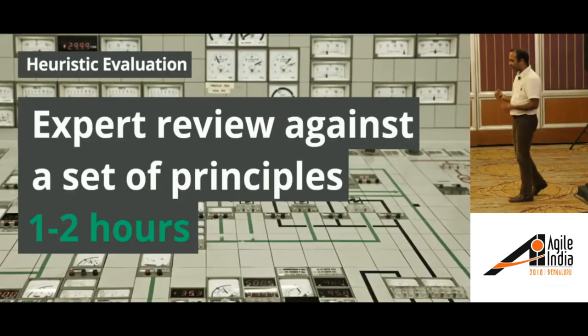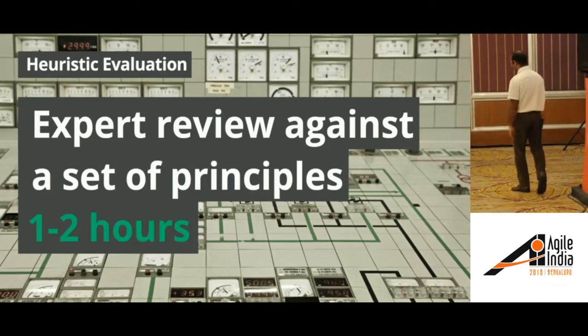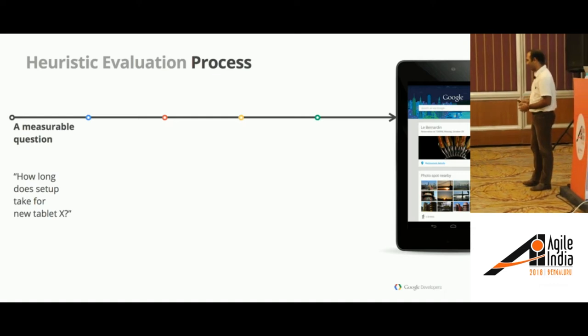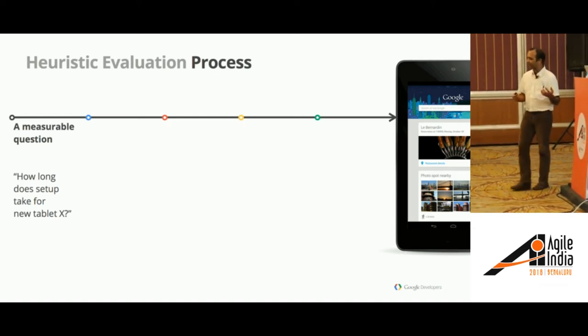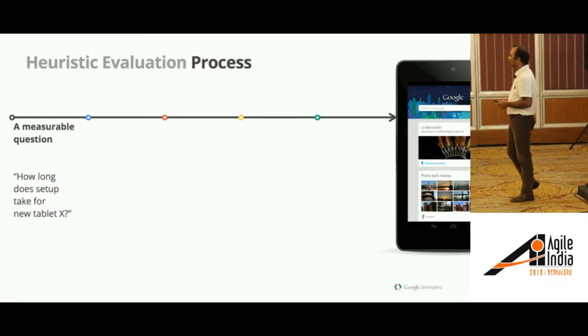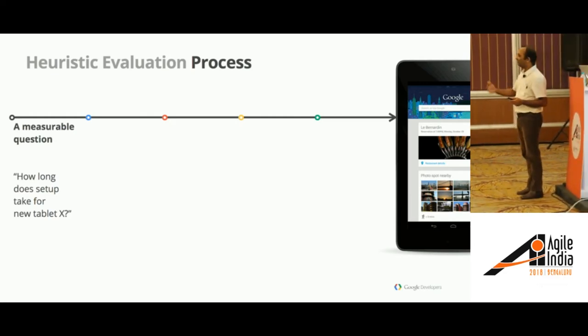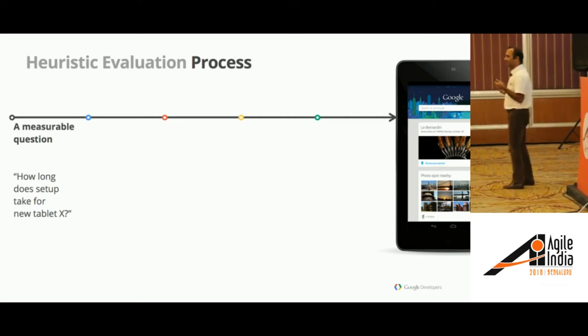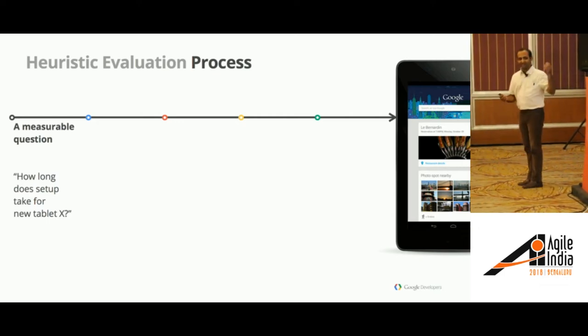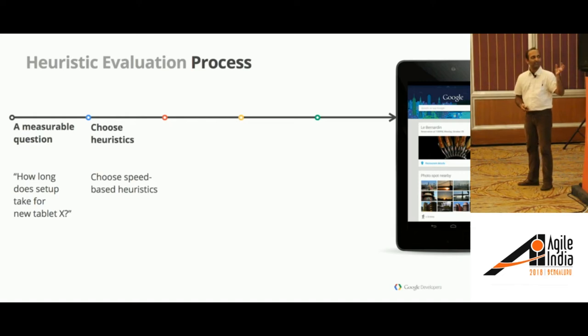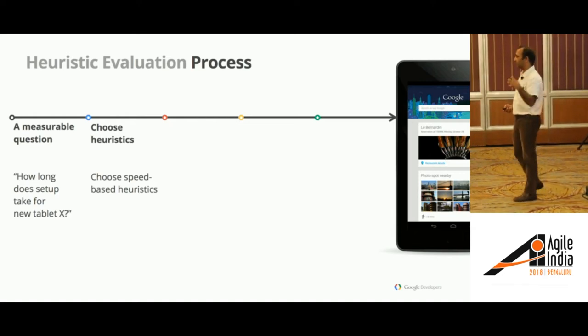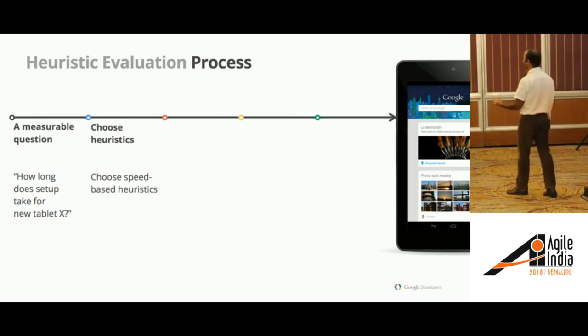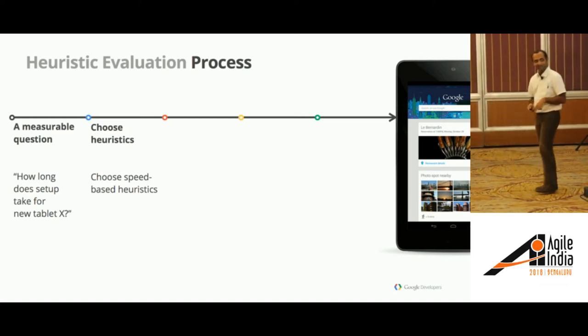But here what happens is, if you really want to identify, let me give you an example. We launched an Android tablet sometime 5-6 years back. And one of the pieces of feedback we got from a team was, hey, the time to set up a tablet is really, really long compared to the other standard tablets available in the market. So I said, okay, let's figure out how we quantify that. We put both tablets side by side, loaded them, and chose heuristics. One of the heuristics we chose here was speed, the number of seconds or minutes it takes for us to set up the tablet.